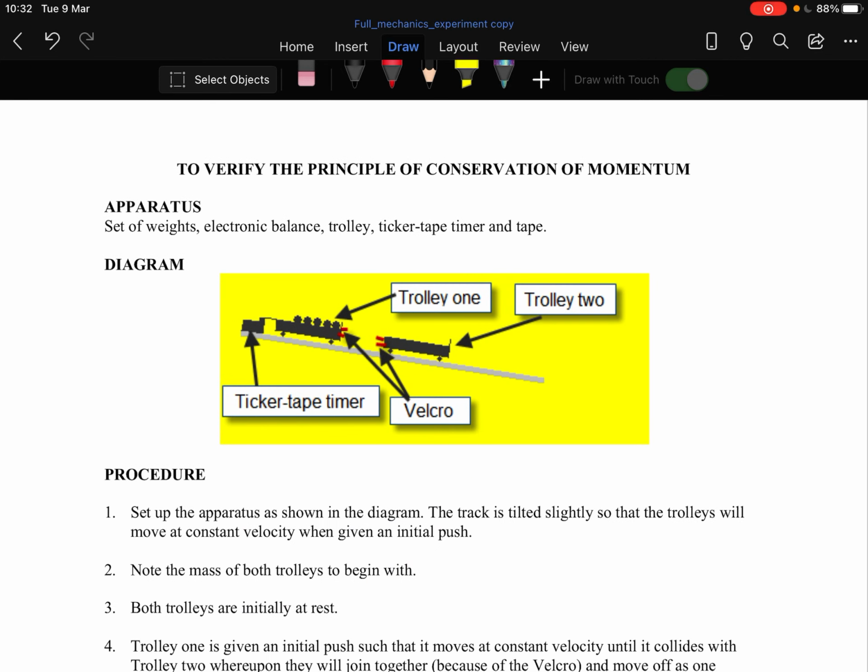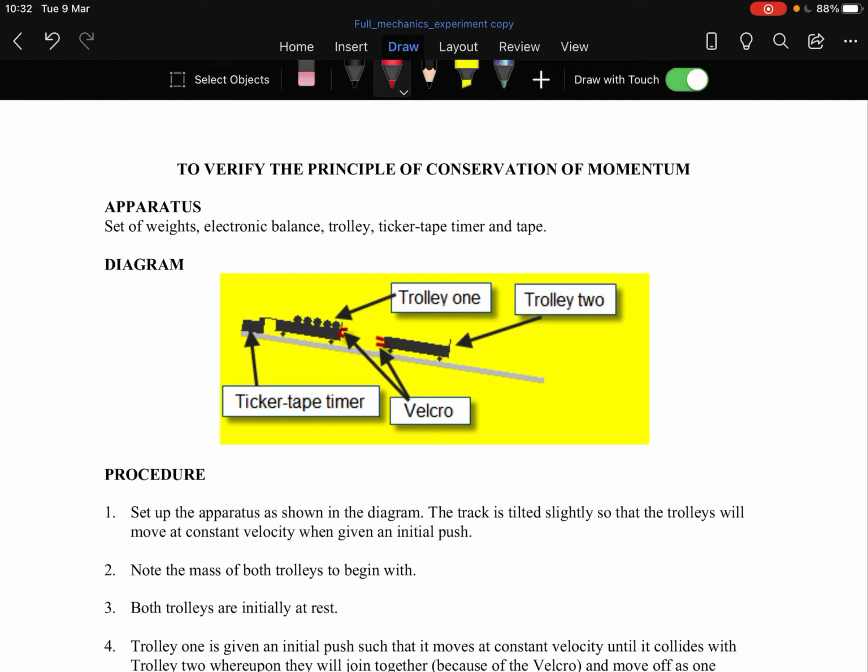Okay. Now, this one hasn't come up in a while. I don't think it's going to come up though. I think this year it's going to be. It could be. Boyle's Law hasn't come up since 2014, 15. I think that could be the one. But anyway, to verify the principle of conservation of momentum.